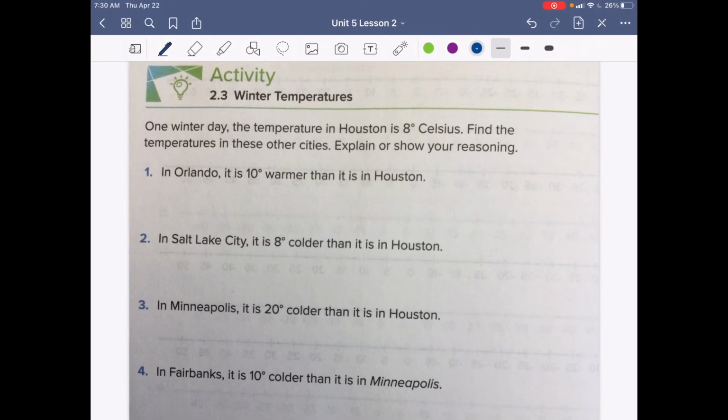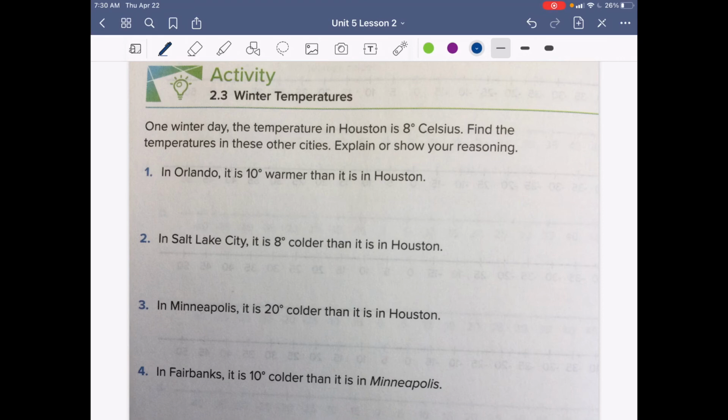One winter day, the temperature in Houston is 8 degrees Celsius. Find the temperatures in these other cities. Explain or show your reasoning. I want you to take a few minutes and try this one on your own. Welcome back. Let's check it out.